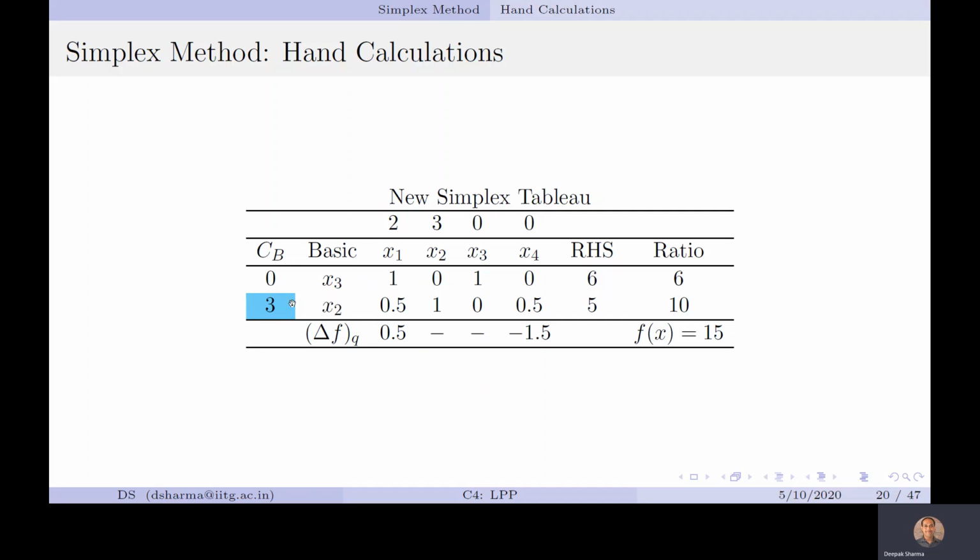Now since x2 has entered, look at the CB column. The coefficient is changed to 3. It is because the cost coefficient of x2 is 3 in the objective function. Now the coefficients under x1, x2, x3, x4 for both the x3 row and x2 row, we have already calculated earlier and we have written the values as they are, including the right hand side.